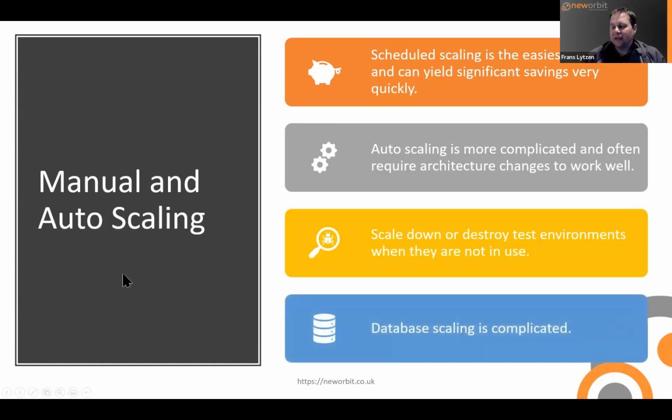And then finally, database scaling, especially dynamically, is complicated. I have some more comments on that on the next page. Generally speaking, though, bear in mind that scaling up and down databases, even manually, is not always straightforward. With SQL, for example, Azure SQL, it usually is quite quick, but I have seen it take over 12 hours to scale up. It just depends on the size of it and all sorts of other things.